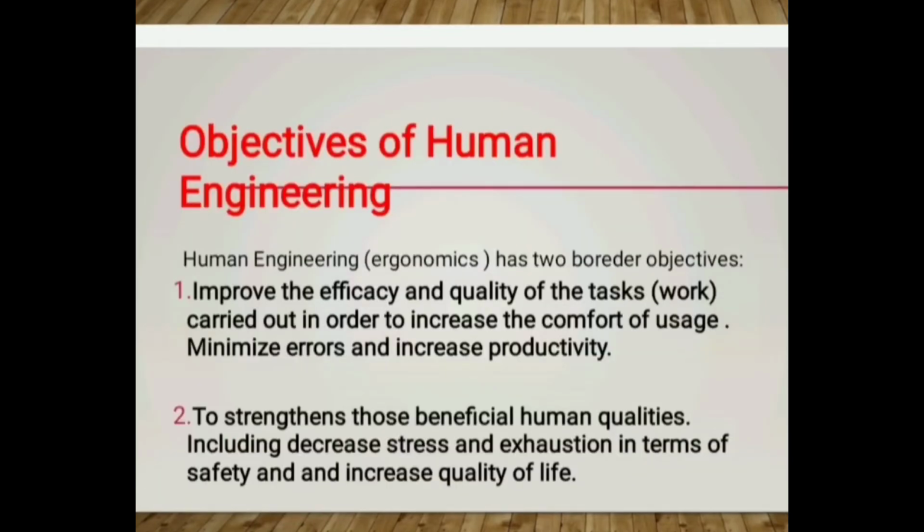Objectives of human engineering. Human engineering ergonomics has two broader objectives. The first one is to improve the efficacy and quality of the task. Work is carried out in order to increase the comfort of usage, minimize errors, and increase productivity. These are the objectives of ergonomics and human engineering, and this is very important to increase your productivity and minimize your errors.